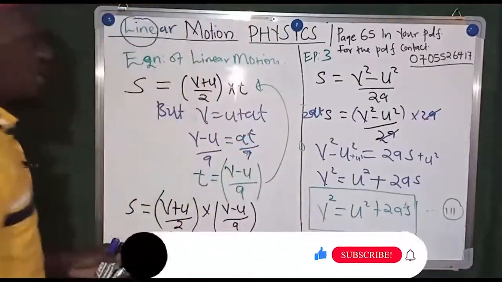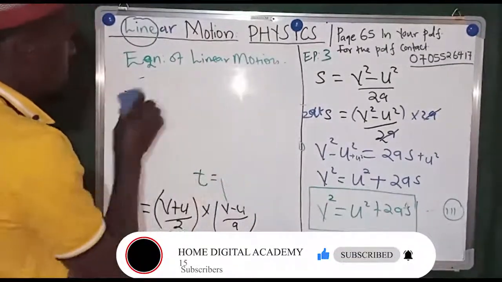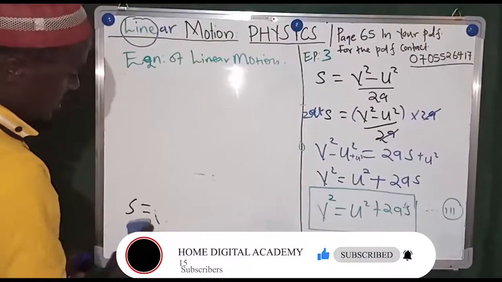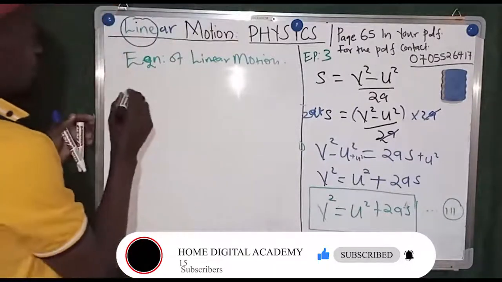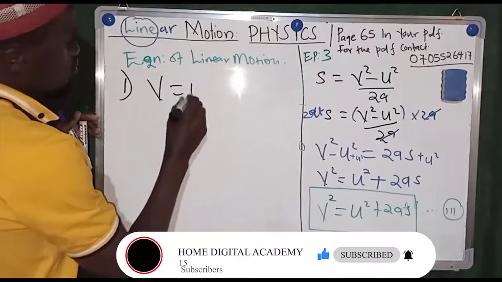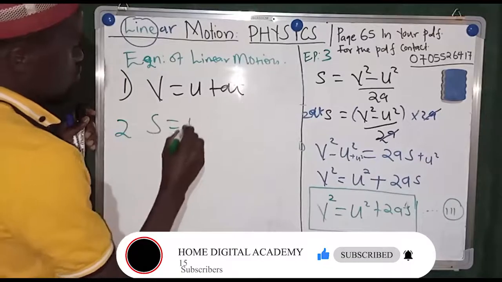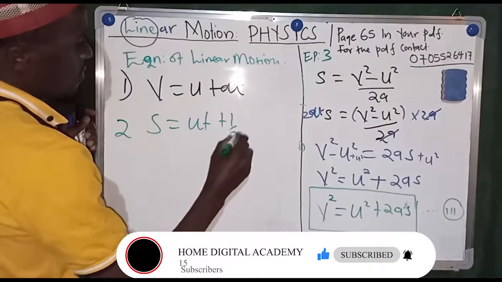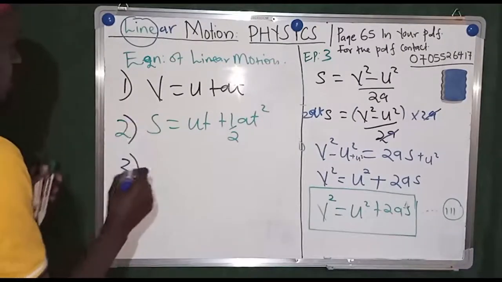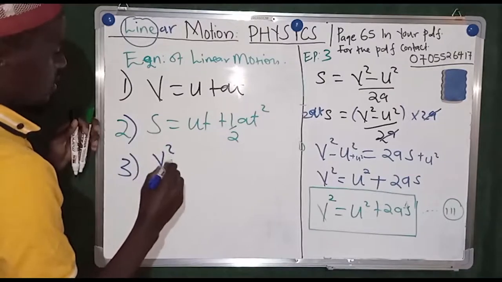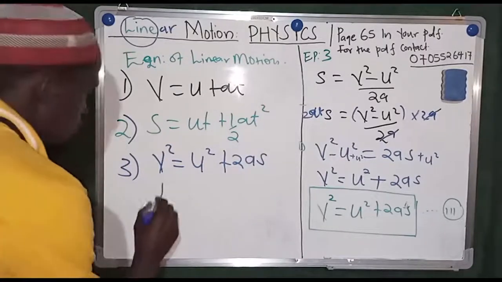Let us remember all the equations. I'm going to write them here so that you don't forget. And I told you, you will always know those equations by heart. Now, the first equation, equation number 1, is v is equal to u plus at. The second one is s is equal to ut plus a half at squared. The third one is v squared is equal to u squared plus 2as.